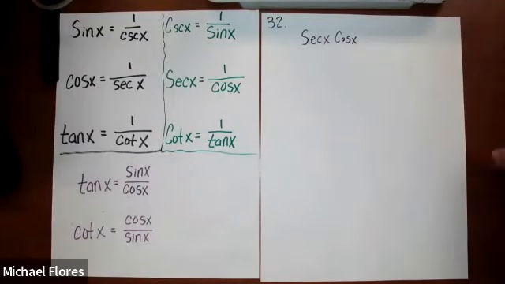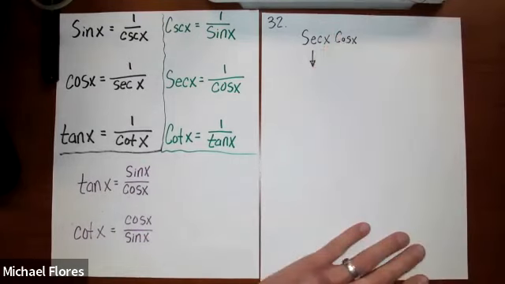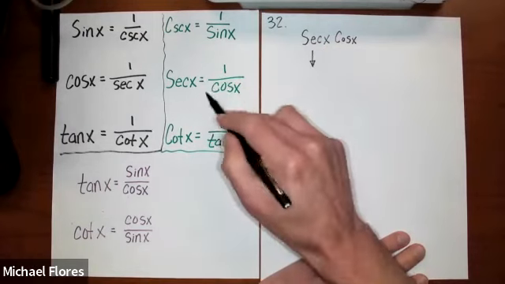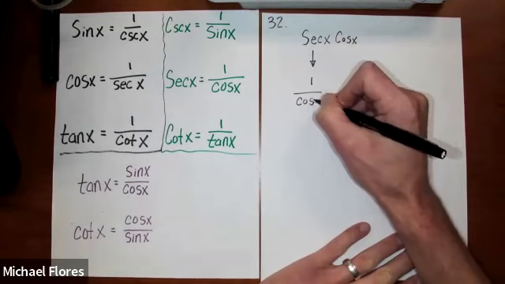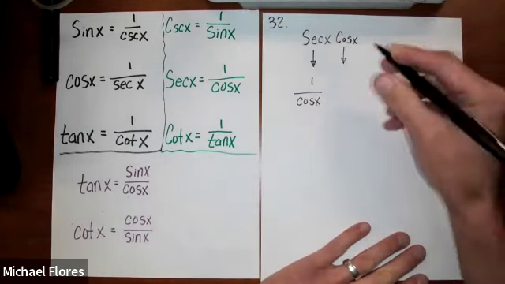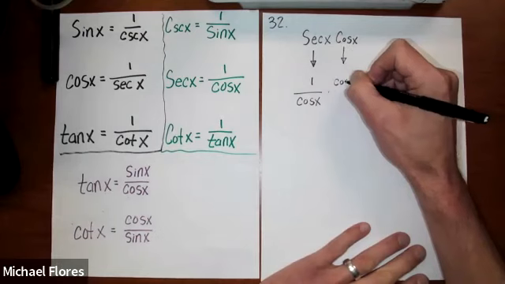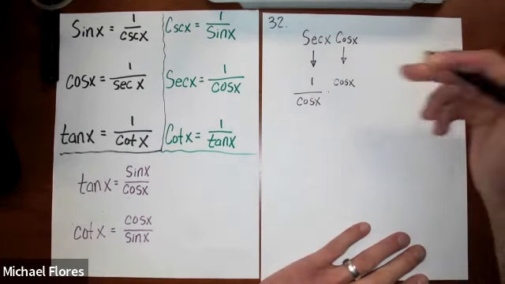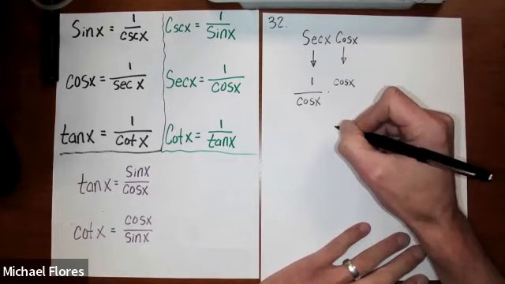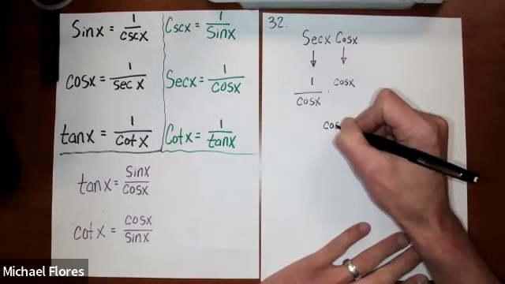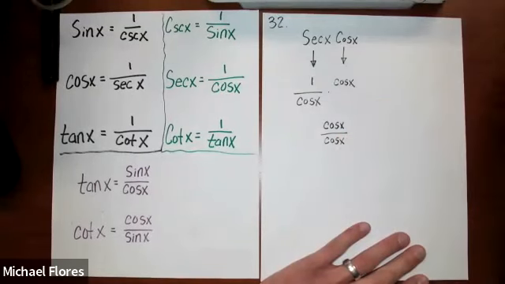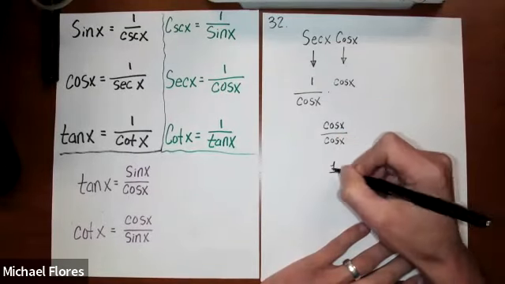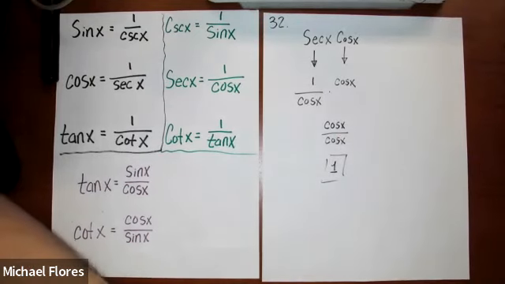Example 32. Secant of x times cosine of x. Let's change secant of x to its reciprocal identity here. Okay, so now we have 1 over cosine of x times cosine of x, which would be cosine of x over cosine of x, and anything divided by itself is 1.